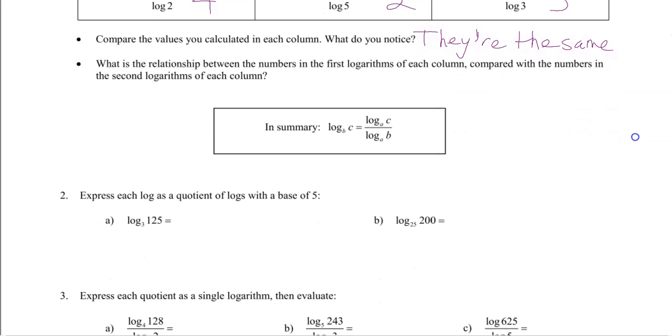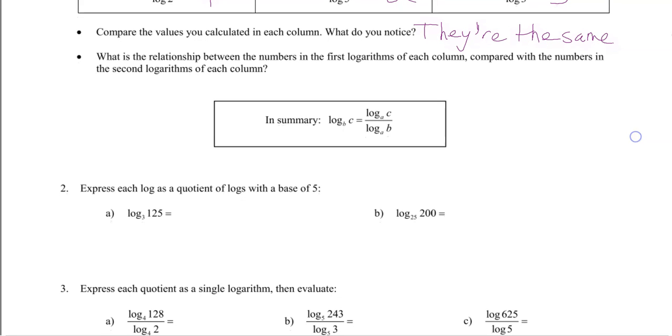All right, express each log as a quotient of logs. So quotient of logs means something over something, with a base of 5. So if we want to change this to base 5, it's going to be log base 3 of 125. So just, this is on your formula sheet, right? So all you got to do is match it up. So I've got log, that's a 3, that's a 125. They want a base 5 log, so I'm going to go log base 5. This goes up top, the 125, and on the bottom, log base 5 of 3.